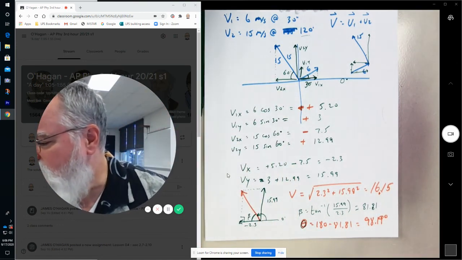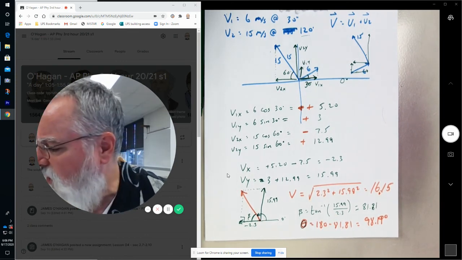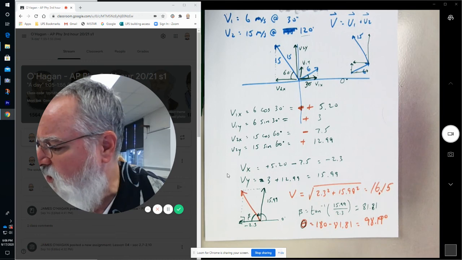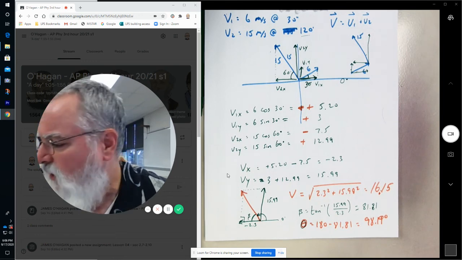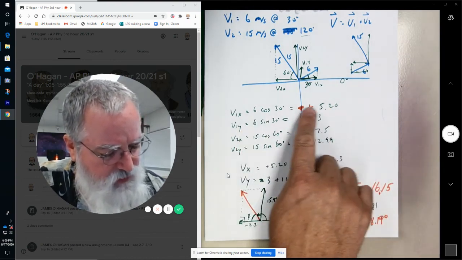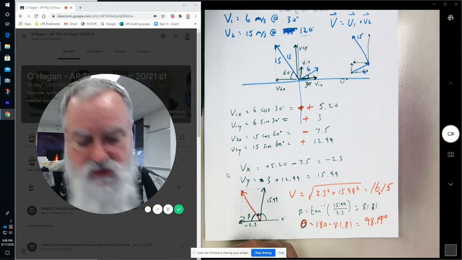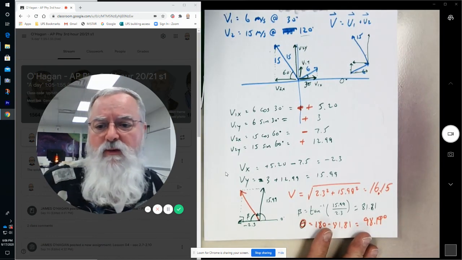So let me see what things we're supposed to talk about today. All right, vectors and scalars, talked about that. Adding vectors graphically, talked about that. Components of vectors, yeah, we talked about that. When we did this, we were taking components of vectors and adding vectors by components. Hot diggity dog, we've done it all.